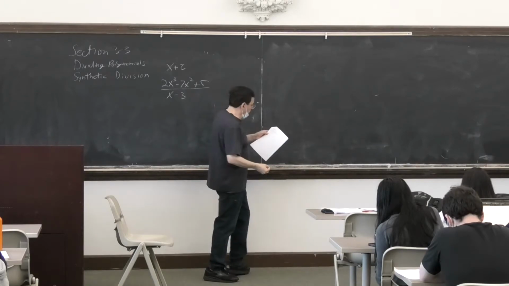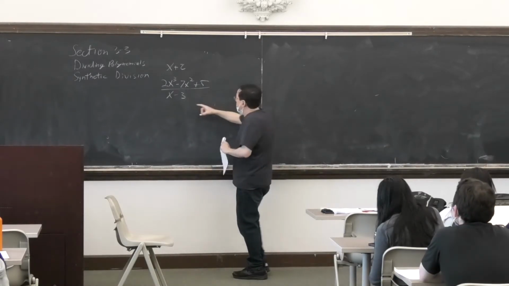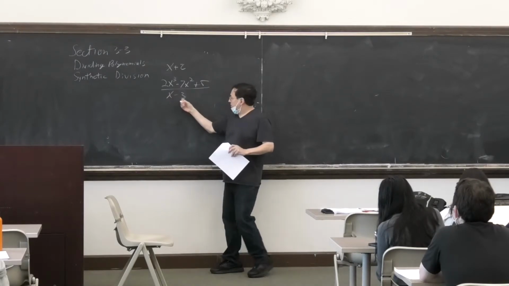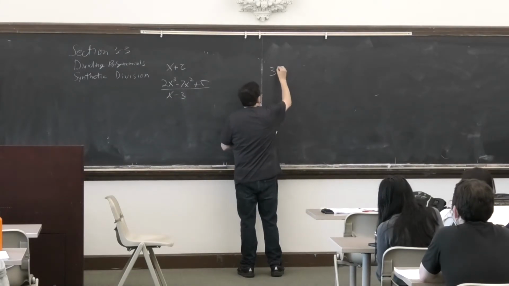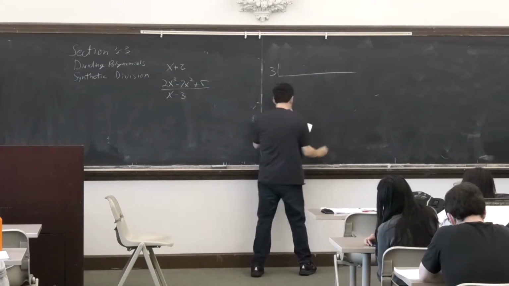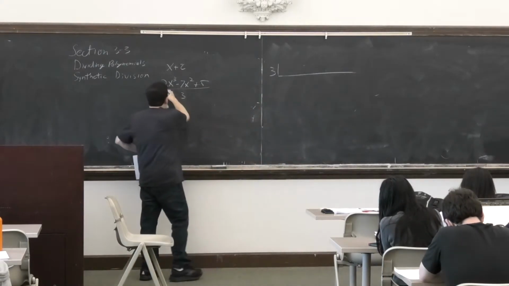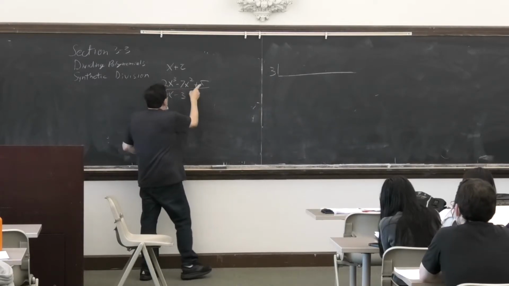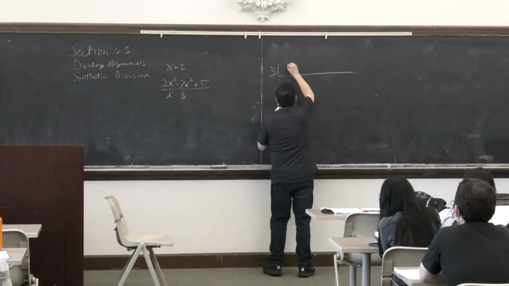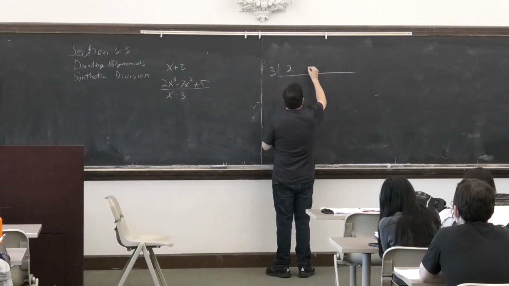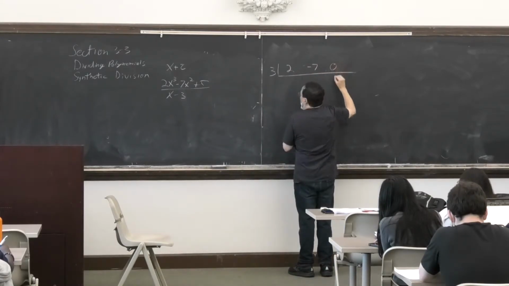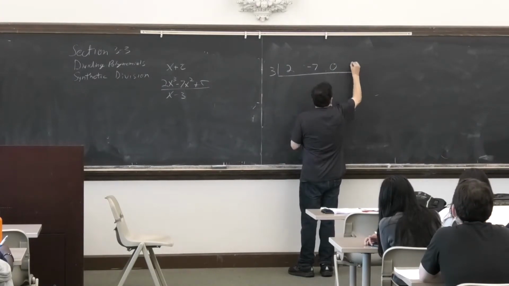So here's how you set it up. The number you're subtracting here, 3, goes over on the left. The coefficients, all of them, even the ones that are missing, go over here. So we've got 2, minus 7. We're missing x. We don't want to miss it. 5.